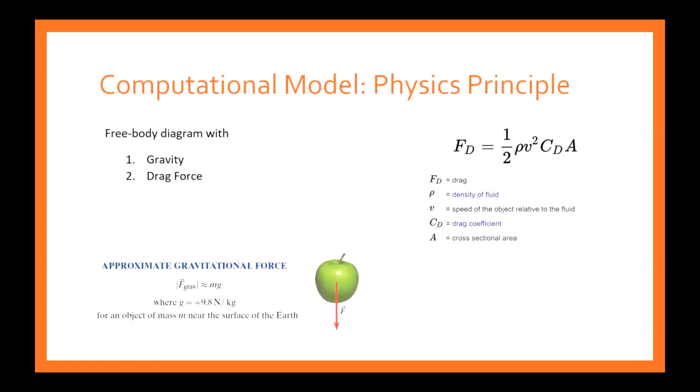Details of the computational model. I've used those two formulas to calculate the gravity and the drag force. The drag force is kind of complicated, but rho, C, A, those are all constants, so I just got the specs of my object and applied them. The gravity, you guys already know, is mg, where g is 9.8 meters per second squared.